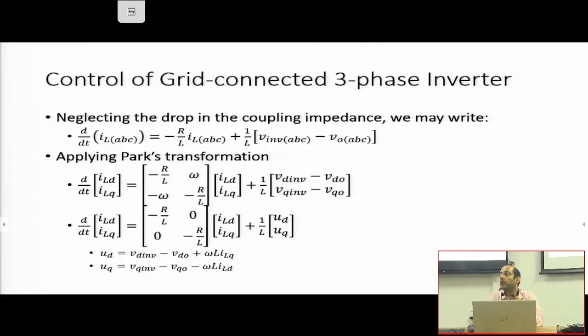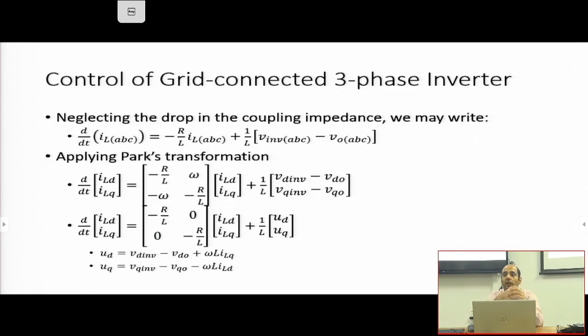Now the control becomes difficult. Why? Because, for example, if I have to change A phase current, what do I do? I change the A phase voltage. If I have to change the B phase current, I can change the B phase voltage, because they are completely decoupled. Here, if you change, let's say, the D axis voltage, it will affect both D axis current and Q axis current. So there is a cross coupling, these are the coupling terms, and the control becomes difficult.